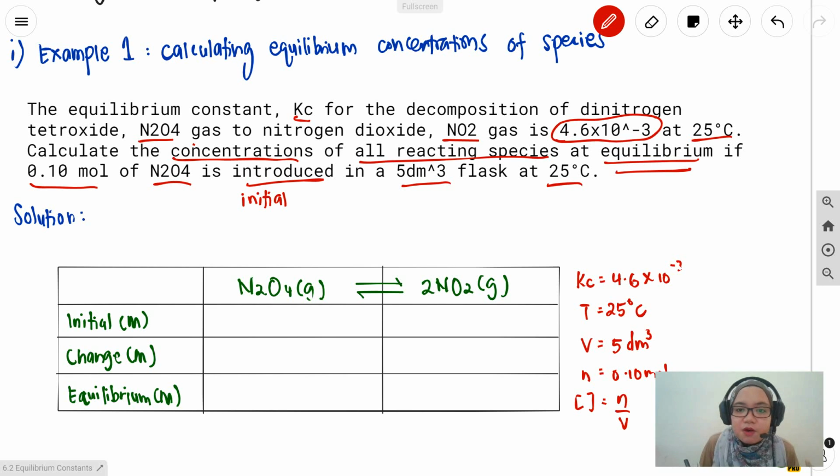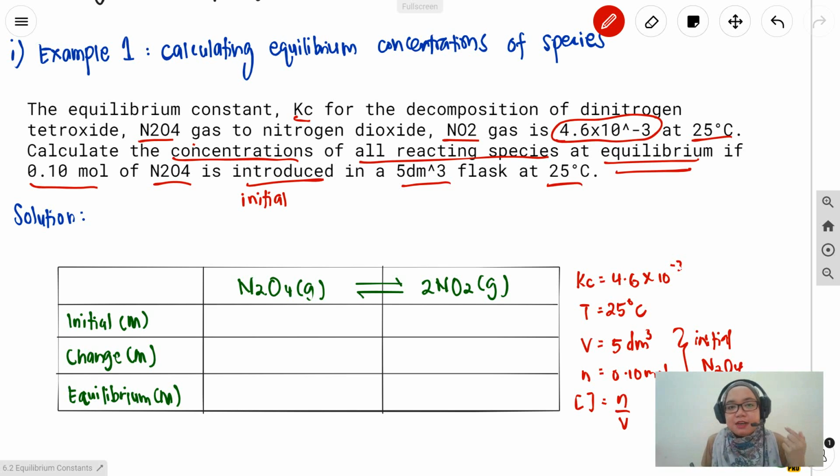And then the volume of the flask is 5 decimeter cube, and the mole of N2O4 is 0.1. So this is the initial N2O4, because it says that 0.1 mole of N2O4 is introduced in a 5 decimeter cube flask at 25 degrees Celsius.